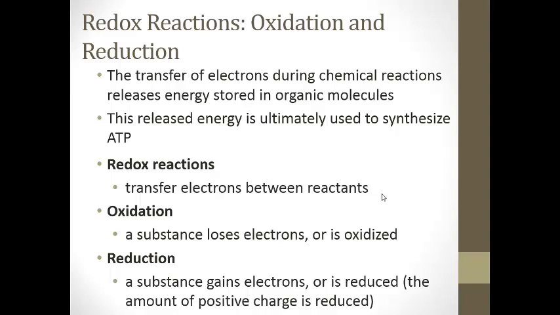The chemical reactions that take place during cellular respiration are redox reactions. Redox reactions involve the transfer of electrons between reactants. In particular, one reactant is going to get oxidized, the other reactant is going to get reduced. To be oxidized means that you lose electrons. To be reduced means that you are going to gain electrons. We call this reduction because the charge is actually reduced as you gain a negatively charged electron.